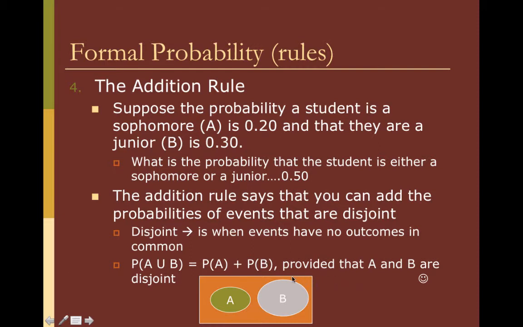B are disjoint. So again, in our Venn diagram that we have down here, note that event A and event B do not overlap. That's because you can't be both a sophomore and a junior. There's no way to overlap in that situation. So they are completely separate. That's also how we can tell that they are disjoint.